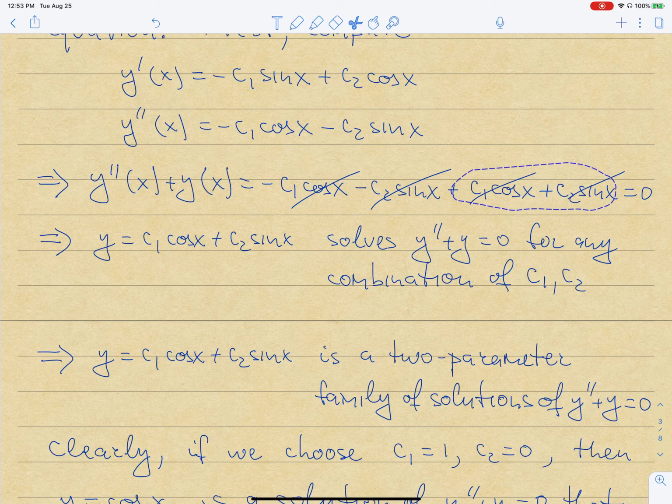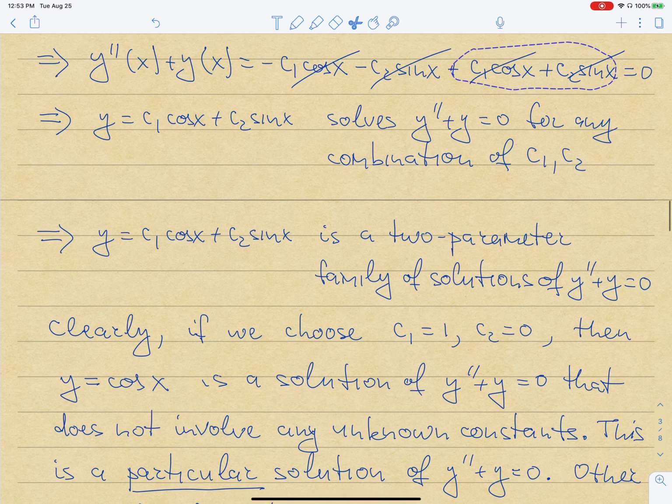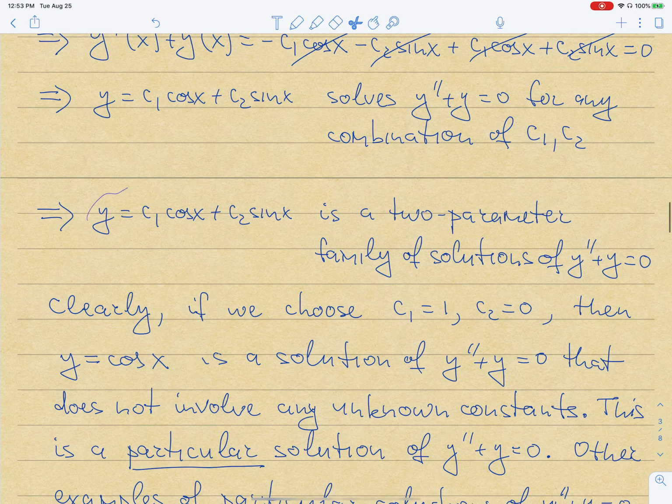At the end of the day, you get 0. So that means that for any c1 and c2, y is a solution, and so therefore c1 cosine x plus c2 sine x is a two-parameter family of solutions of y double prime plus y equal to 0.